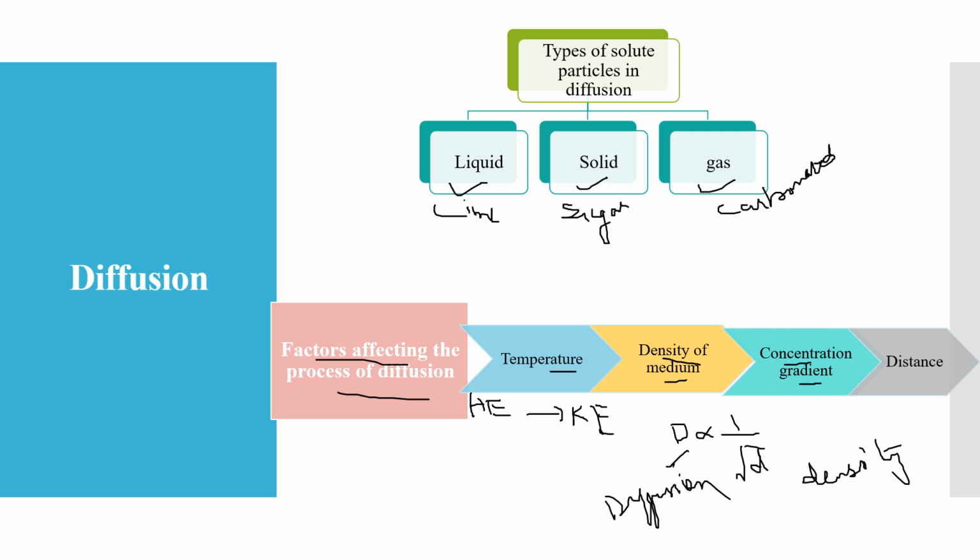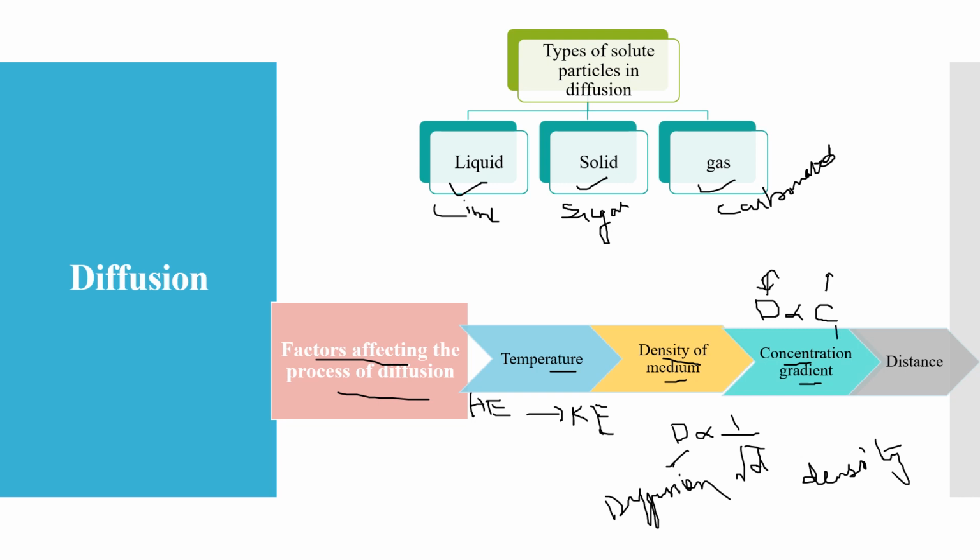The next point is concentration gradient. There is a direct link: diffusion is directly proportional to the concentration gradient. If the concentration of the substance is more, the process of diffusion will be faster, and if it is less, the process will be slower. For example, if perfume is sprayed in a room in a large amount, the concentration is more, so you can smell the fragrance very quickly. But if perfume is sprayed in a very small amount, the concentration is less, so after some time we notice that something was sprayed. So there is a direct relationship between concentration gradient and diffusion: the more the concentration, the faster the diffusion.